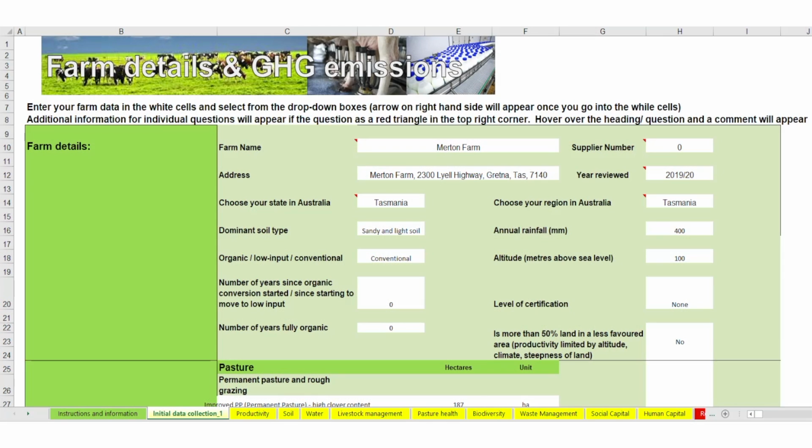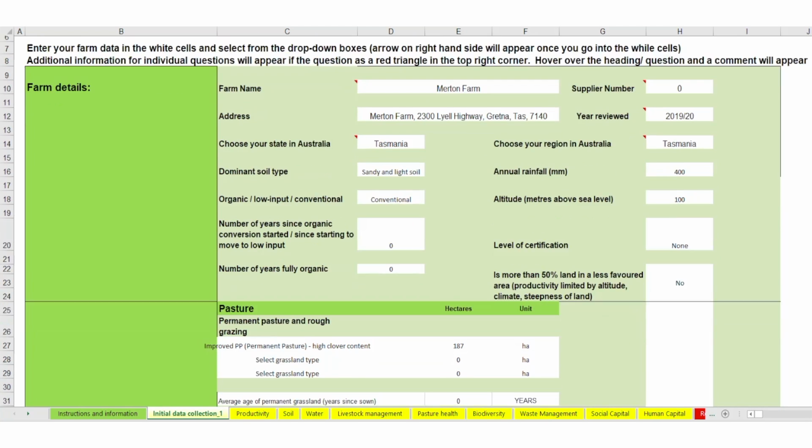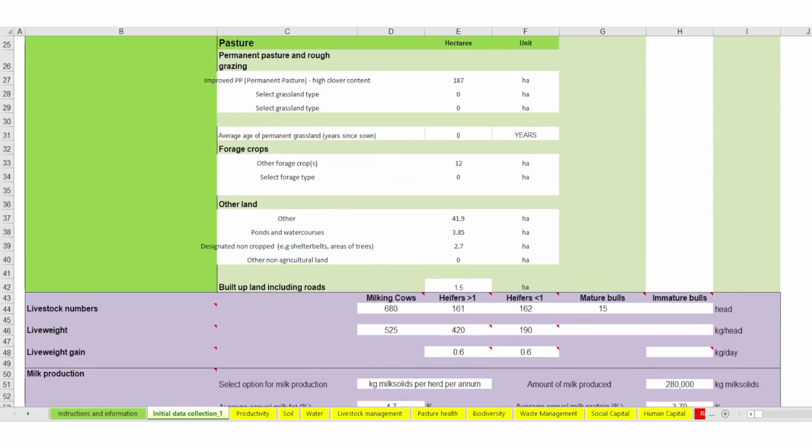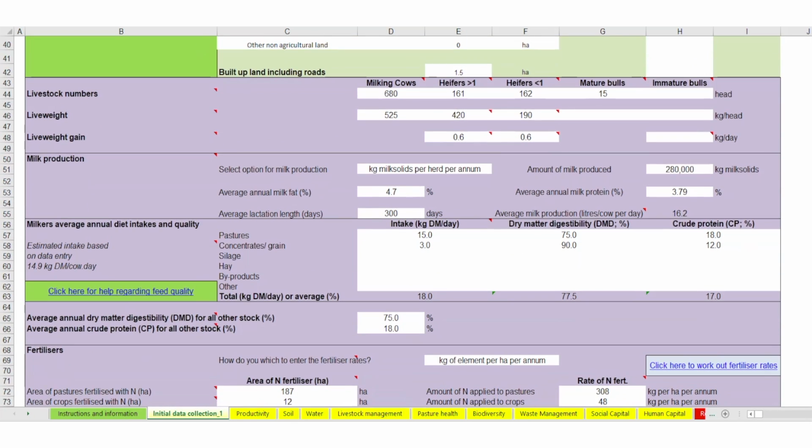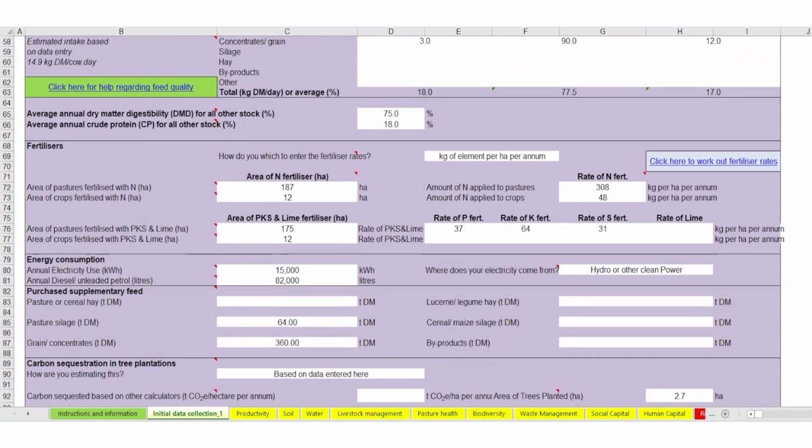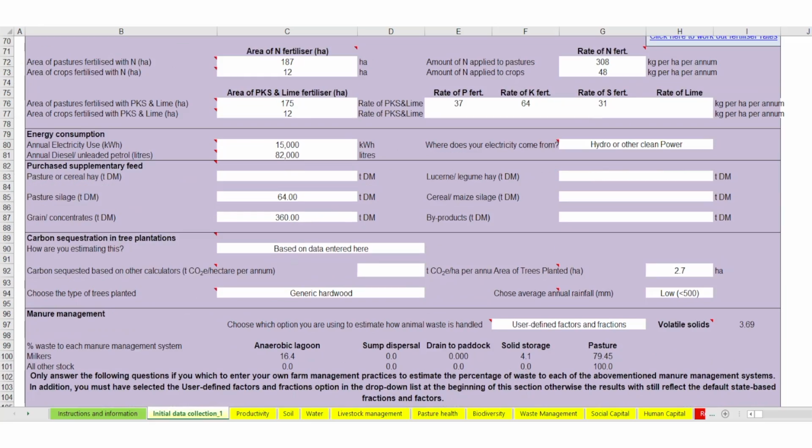Let's begin with the initial data collection sheet. This is the most involved section and collects farm details and data to calculate greenhouse gas emissions. Much of this worksheet uses the Australian Dairy Carbon Calculator known as DGAS. Data to have on hand includes cow numbers and their live weight, milk production, diet, fertilizer use, manure waste management, energy consumption, and areas of tree plantations on your farm.